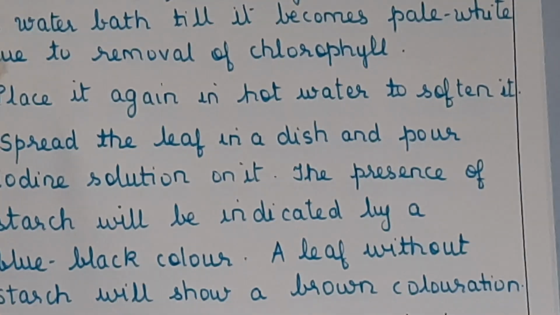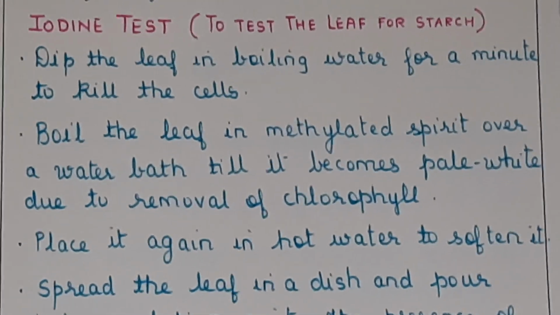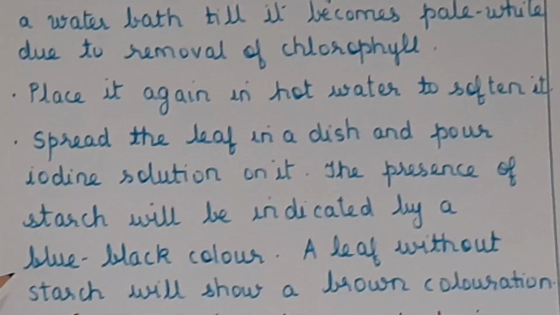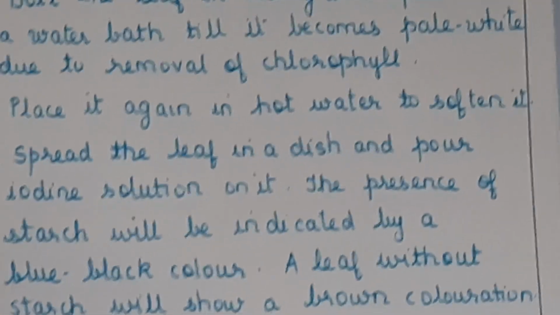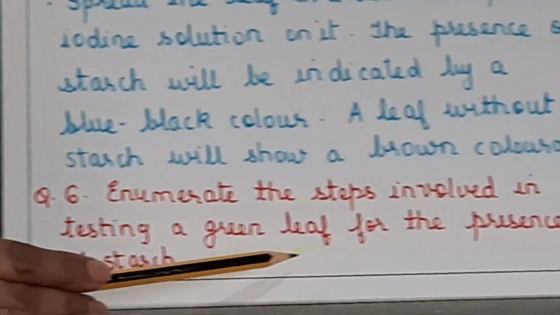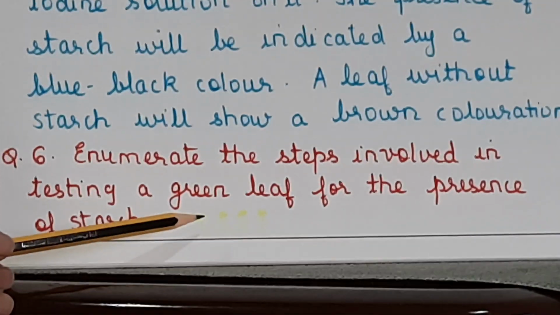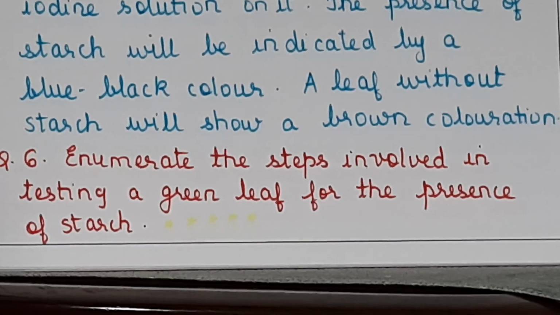Okay, so all these 4 steps are very important. That's why I have written it in the form of a question here. The answer is this only, so you need not repeat it again. You can just copy it like this. Enumerate the steps involved in testing a green leaf for the presence of starch, and give 5 stars to it. Okay, important. So now we'll have a look at the actual experiments. That is the next aspect.